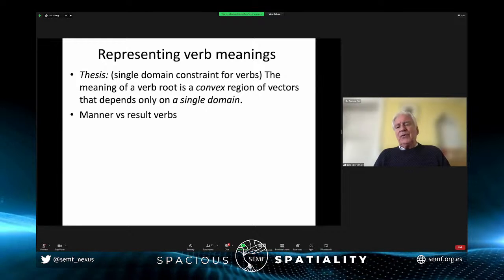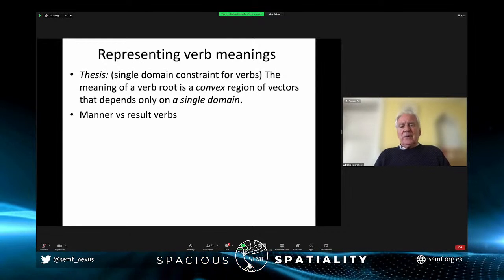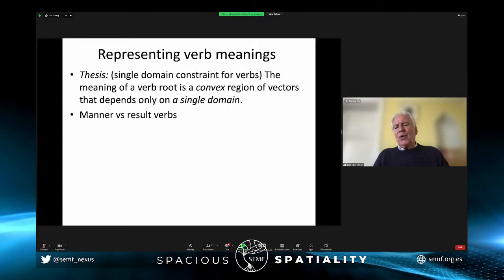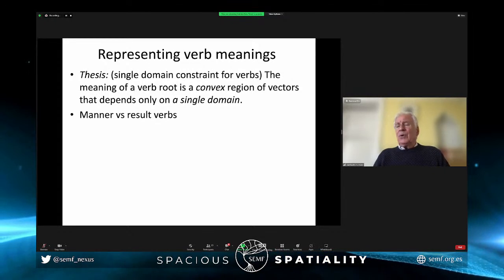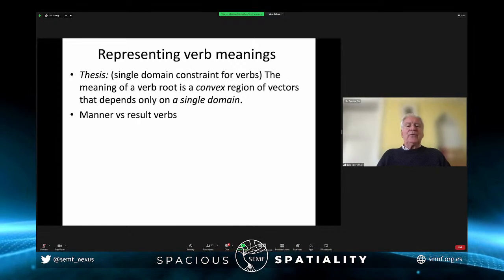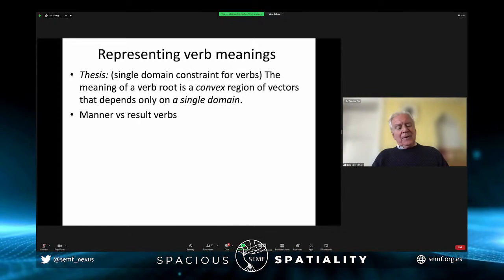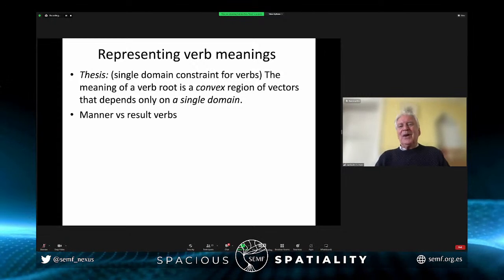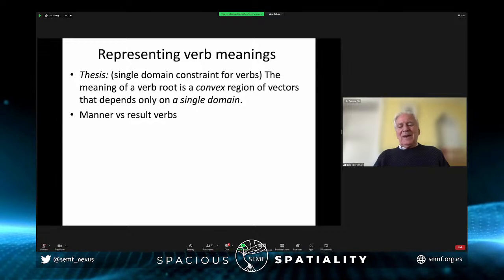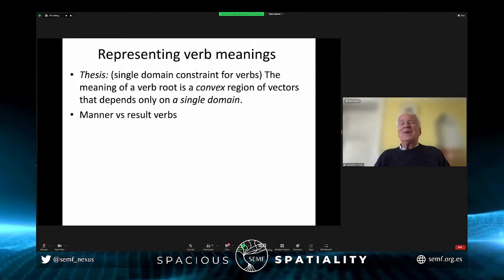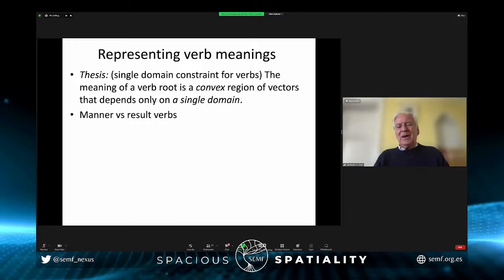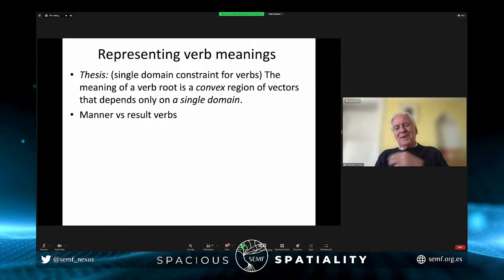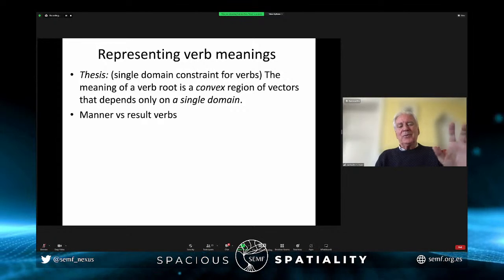You can also make a distinction, and many linguists do, between manner verbs and result verbs. So manner verbs describe how you do things. You hit something, you walk, that's a manner verb. You push something, you pull something. And then result verbs describe the result of the actions. Something moves, something becomes red or reddens, or something becomes heated, and so on. So you can make a distinction between manner verbs and result verbs.